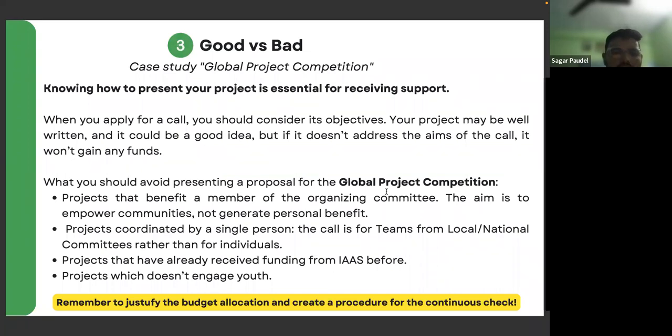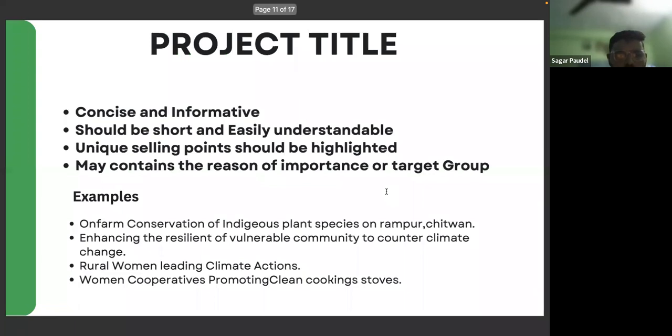And before, maybe people are applying with projects they have already won, or they have already received funding from the IAAS. Maybe we can give a chance to some more projects too. And projects must engage youth, they must bring innovative minds and innovative ideas. So we must bring those projects in the coming days while applying for the global project competition.